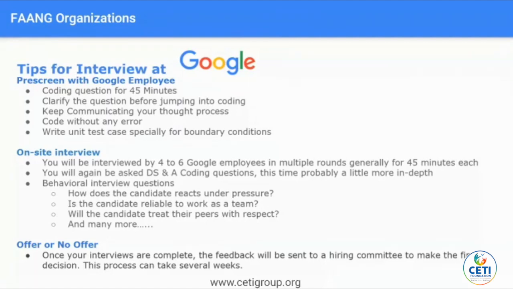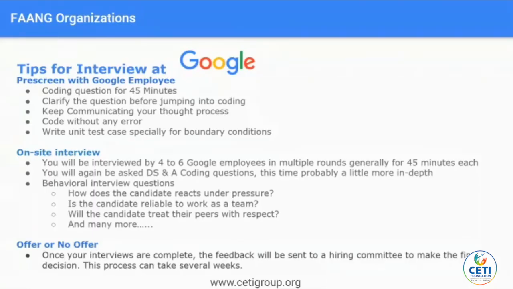Then you have the next round. If you qualify for this round, you get an on-site interview. You will be interviewed by 4 to 6 Google employees in multiple rounds, generally 45 minutes each. This process may change over time, so I'm just mentioning whatever knowledge I had in my last interaction with Google. Then you'll again be asked DS and A coding questions, on data structures. This time it will be more in depth. For the first round, you only prepare string manipulations and all these things, right?